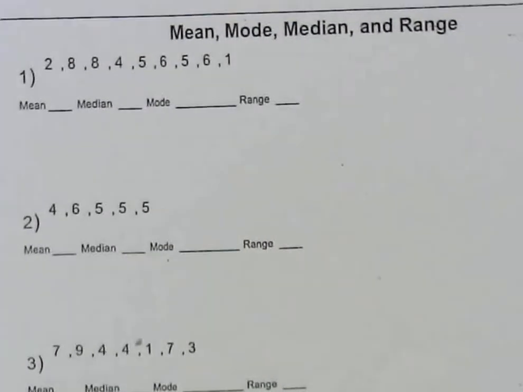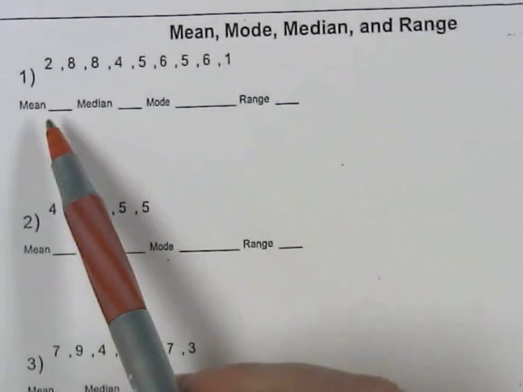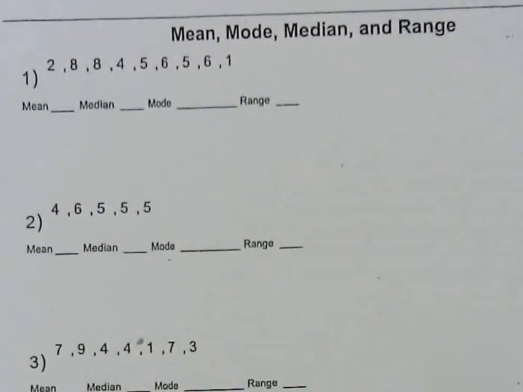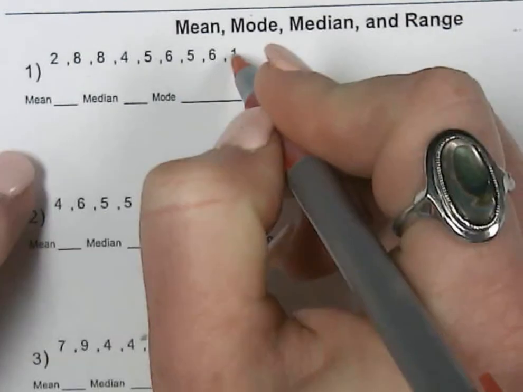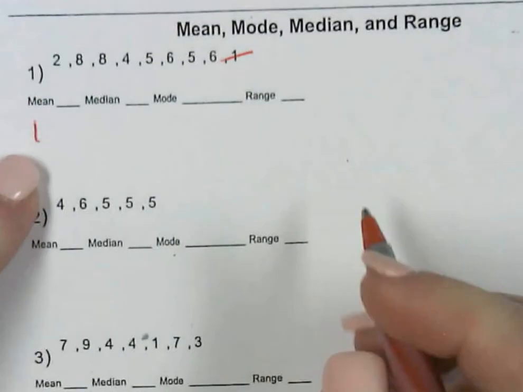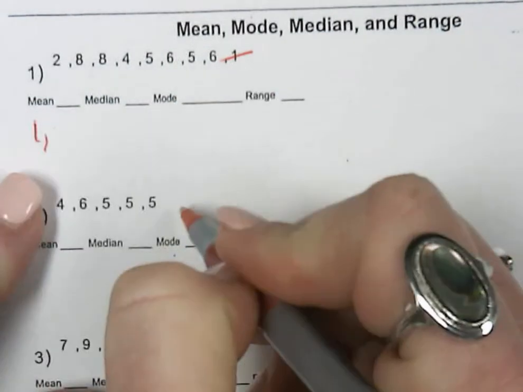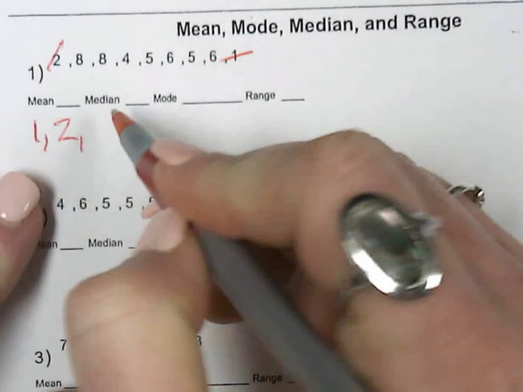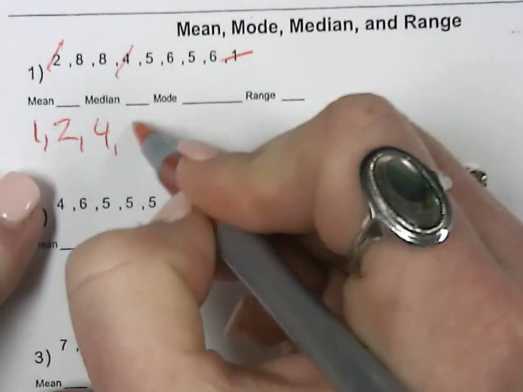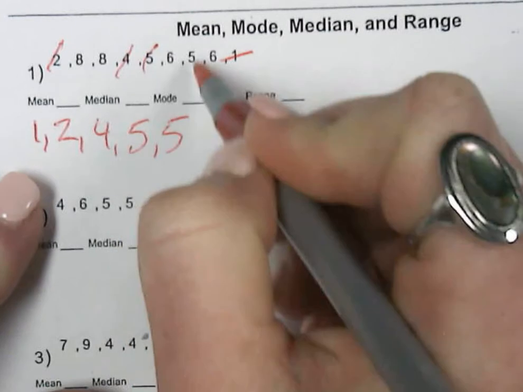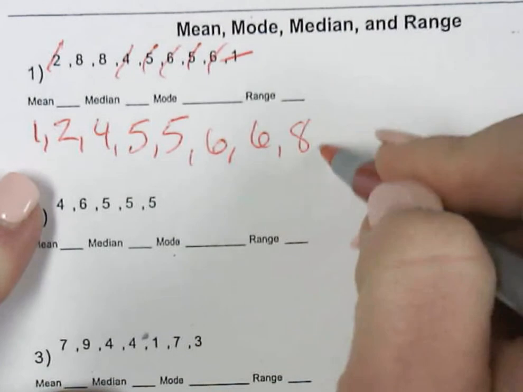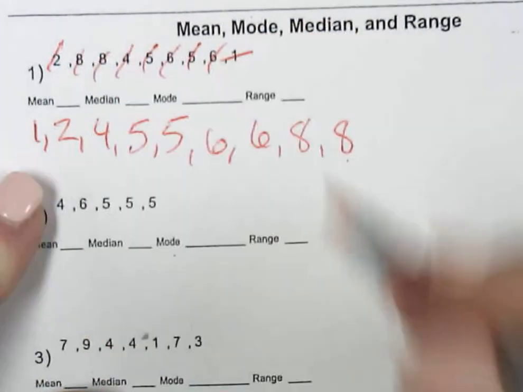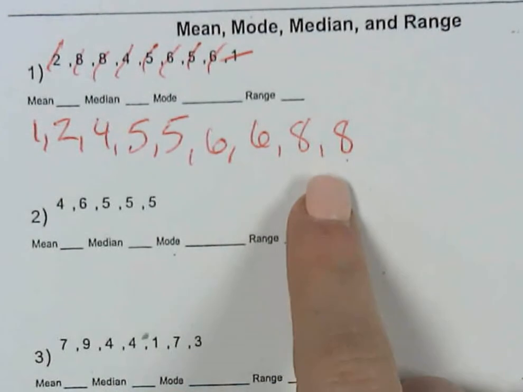You also have that other note page that we just glued in. When I want to find mean, median, mode, or range, it's always a good idea to go ahead and put your numbers in order, since you have to do that for median anyway. So start in order. I always do least to greatest. We had a 1, and I always mark them off so I don't accidentally leave one or double up. The next number in order, 2, 4, a 5, another 5, 6, 6, and then an 8 and an 8. All right, so it looks like I got all my numbers. They're in order from least to greatest, and that will help me out later on.